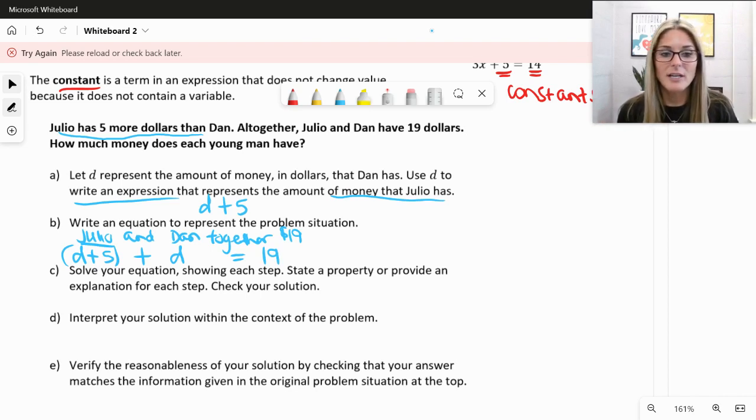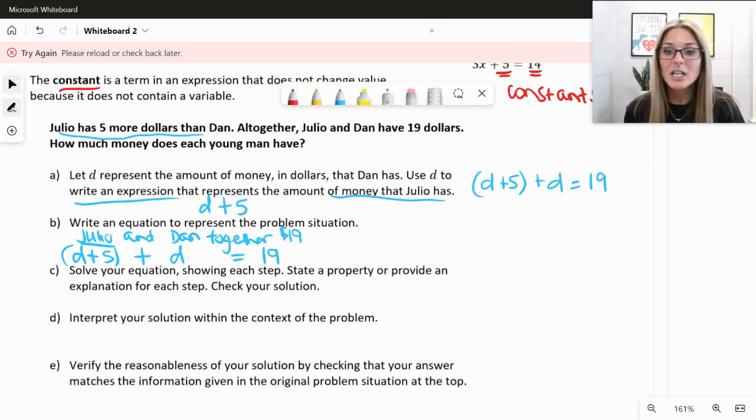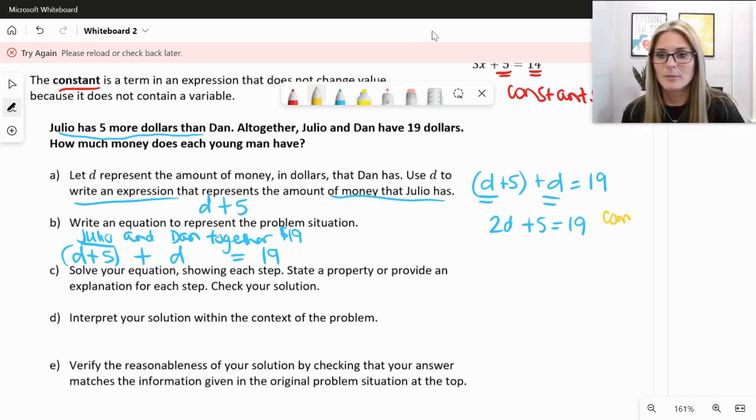Step C, solve your equation showing each step, state a property or provide an explanation for each step, and then check your solution. So I'm going to use this space to the right to rewrite our equation, and we'll solve it. Here is our equation that we came up with. Right now I have parentheses around the expression representing Julio's money. There's no distributive property happening here, so I can actually just drop those parentheses, but I am going to combine like terms. 1D plus another 1D would make 2D plus 5 equals 19. It said to list a property or explain, we just combined like terms.